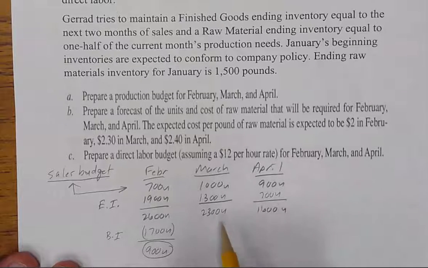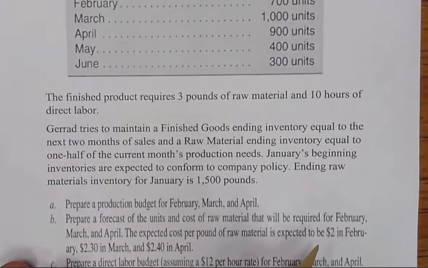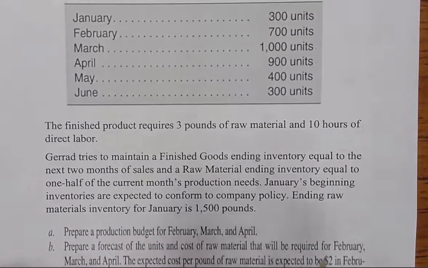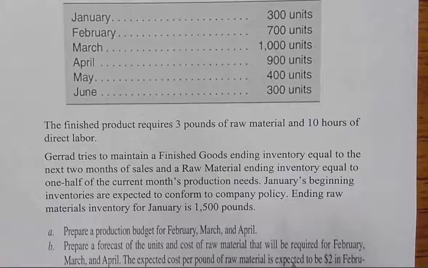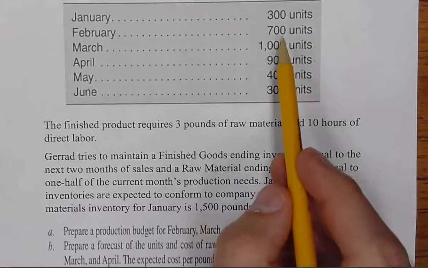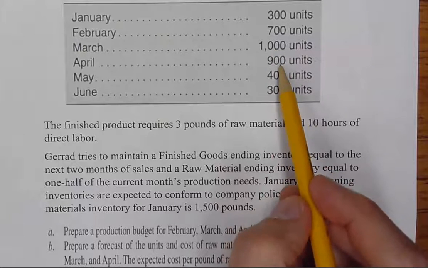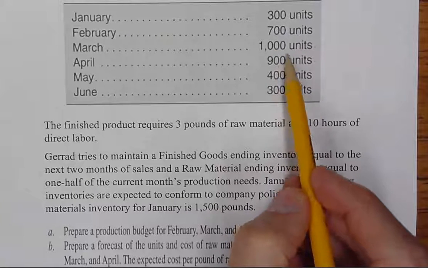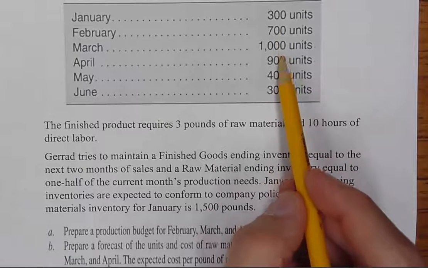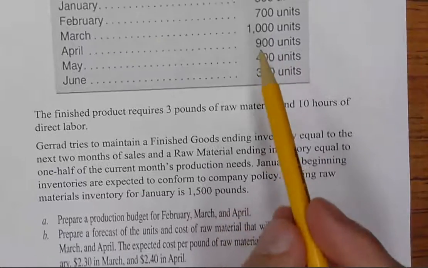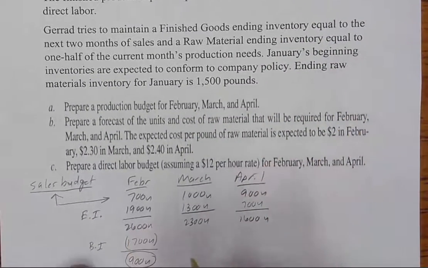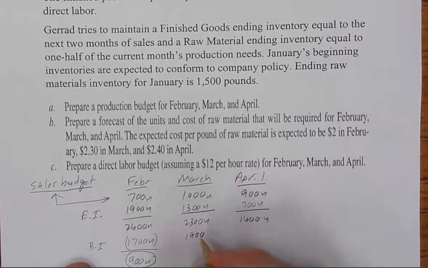All right, so for March, we come up here and we say, okay, well, in February, we already produced the 1,000 units for March and 900 units for April, because those are the 2 months after February. So these 1,900 units have already been produced. So we don't have to make them again. So for March, our production in units is 400 units.